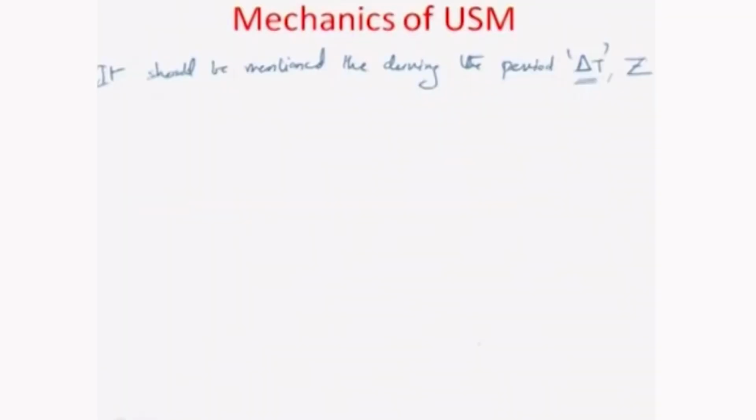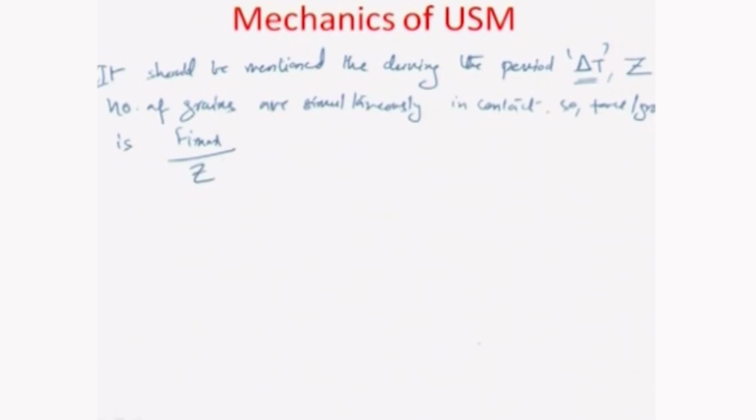if z number of grains are simultaneously in contact, then the force per grain is represented as Phi max by z, for obvious reasons.